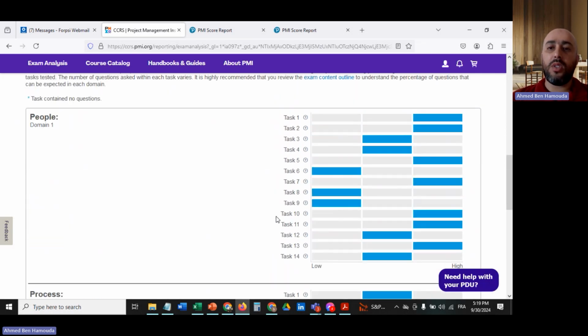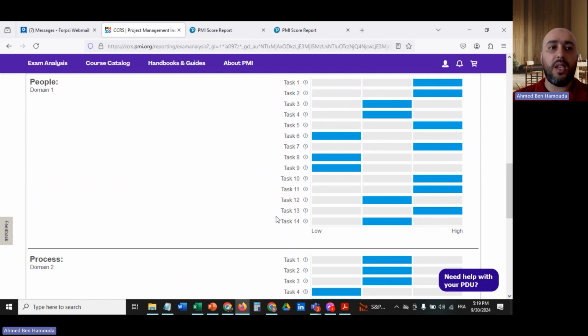So the lady who failed her exam, you can see here that in the people domain, she managed to score good on most of the tasks. She failed only 3 tasks, but that didn't prevent her from being on target in people, because usually the people domain is the easiest in the exam, all right?